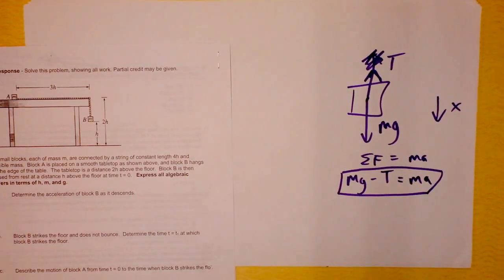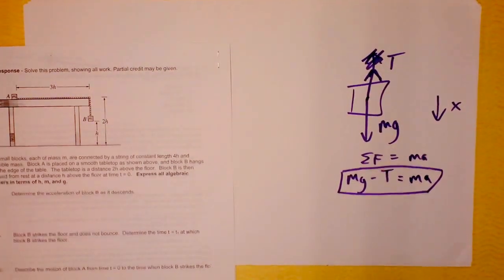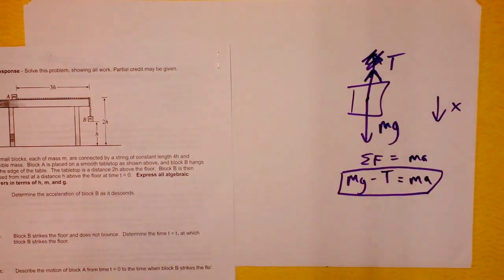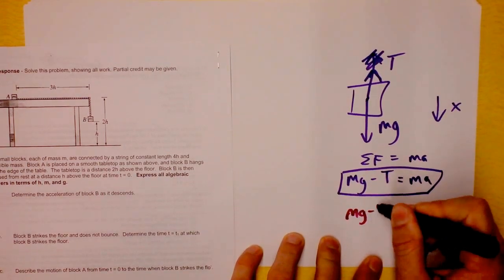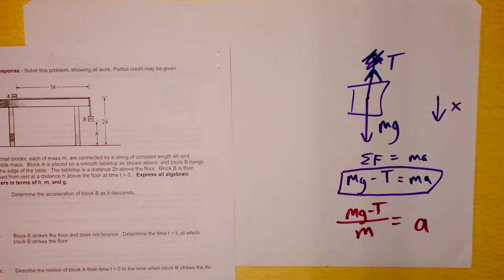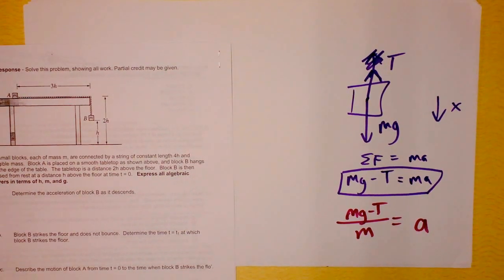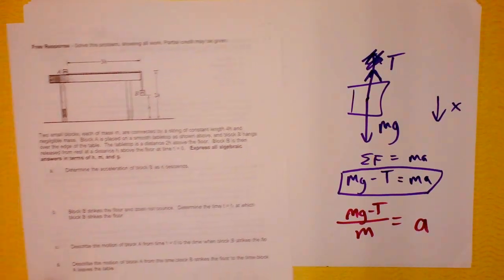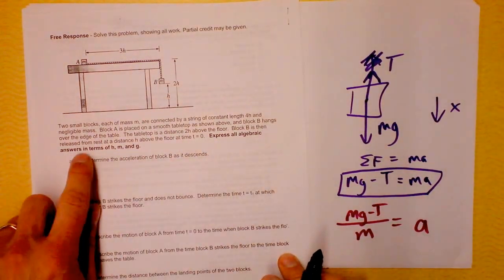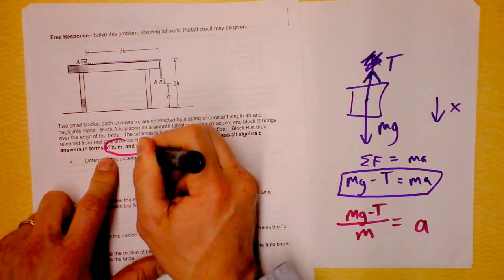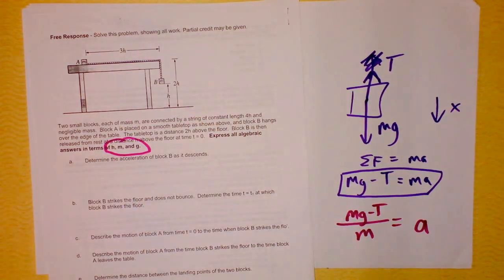We finished? Why is that wrong? So actually, what's funny is Kurt says, hey, I wrote exactly what you just said: a equals mg minus T divided by m, and I didn't get full credit for it. Isn't that what Kurt just said? Did you guys hear Kurt say that? Yeah. Here's the thing. They say express all algebraic answers in terms of these guys right here, which means you can't have any other letters.